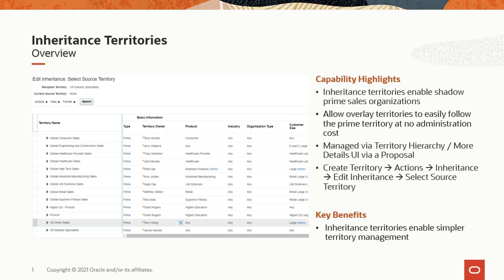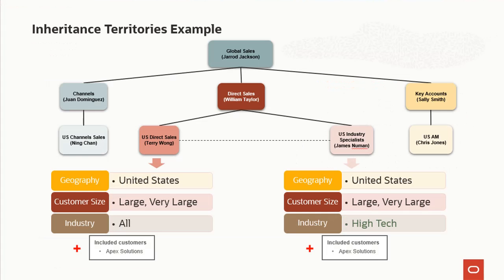Inheritance recipient territories are created by using the territory hierarchy or more details UI via proposals. For each recipient, you select the source territory. Here's an inheritance territory example.